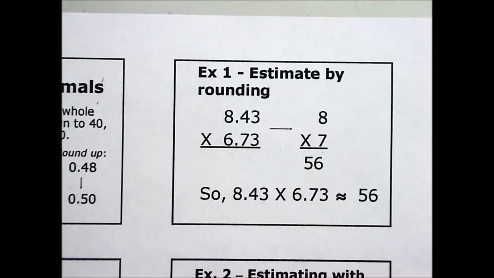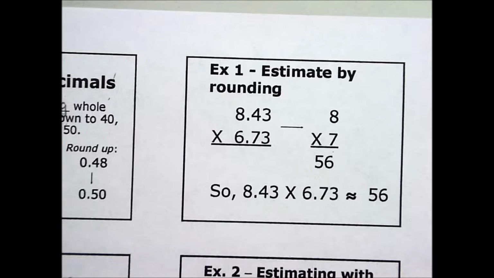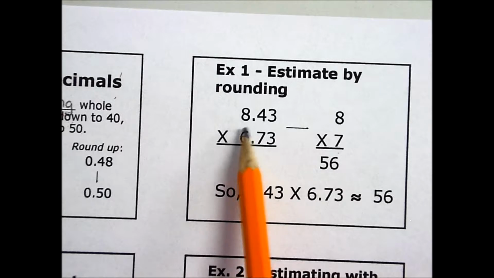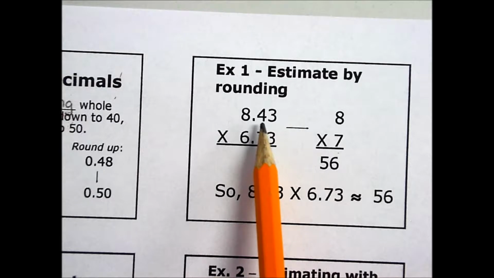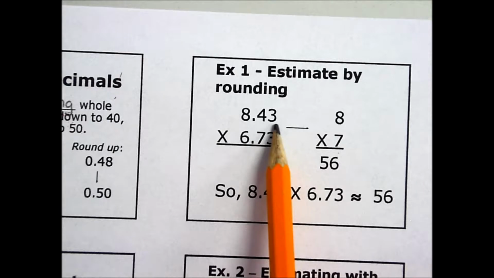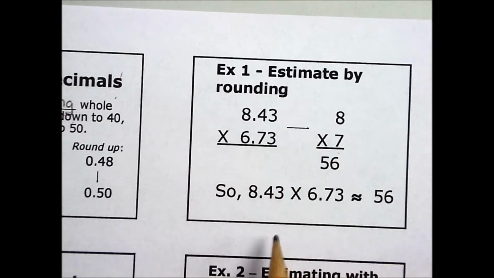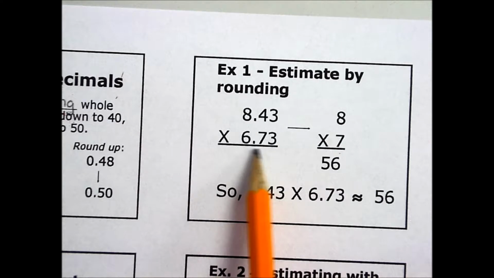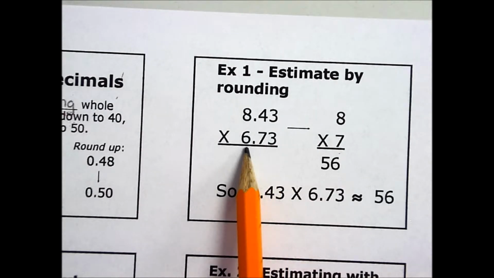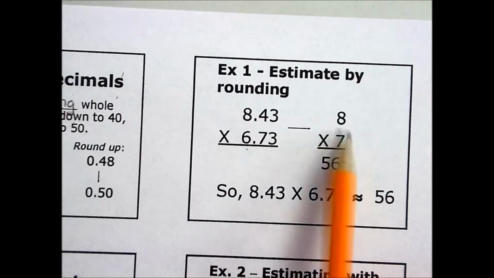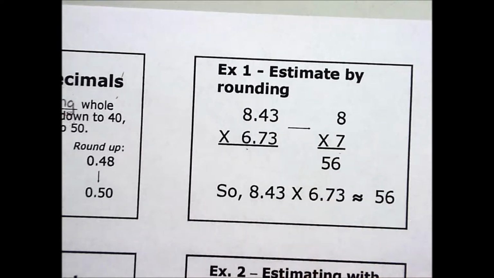On these problems, we'll estimate by rounding, and it will make a simpler problem for us to solve. So if we have 8 and 43 hundredths, we will round that to the nearest whole number, which would be this 8. So the 43 is less than 50, so it would round down to 8. For 6 and 73 hundredths, the 73 is higher than 50, and so it would cause this 6 to round up to a 7. So then we can compute 8 times 7 easily and get a 56.